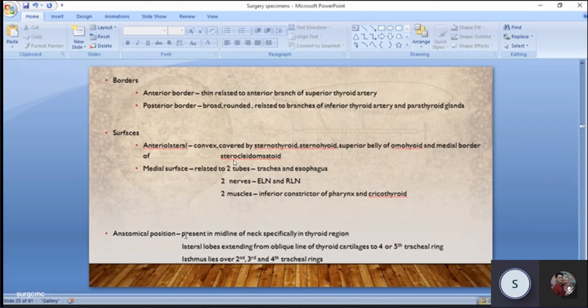So what is the anatomical position? It is usually present in the midline, in the thyroid region. So what is the thyroid region? The lateral lobe extends from the oblique line of the thyroid cartilage to the 4th or 5th tracheal ring. This is the thyroid region, and laterally it is bounded by Berry's ligament. And usually the isthmus lies over the second, third or sometimes fourth tracheal ring. Usually second and third.